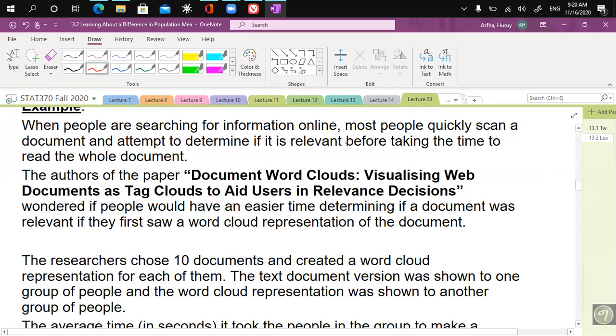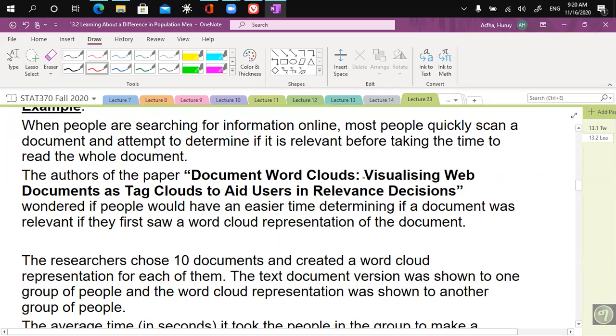This is about visualizing web documents as tag clouds to aid users in relevance decisions. When you want to read an article on the web, normally you don't start reading straight up. What we do is a relevance check, or you scan it. You quickly look at it and check whether it's relevant to your interest or not.